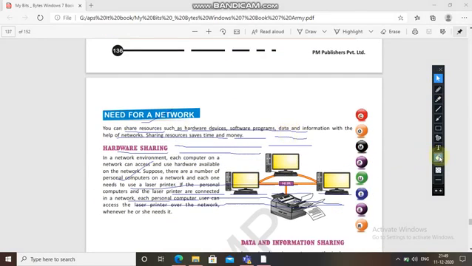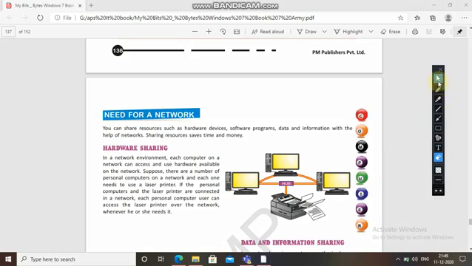Now, need for a network. Why is there a need for a network? You can share resources such as hardware devices, software, programs, data, information with the help of networks. So: sharing resources, saving time and money. Of course, if you have shared the data, it saves time and money also. In a second, it reaches the other side.